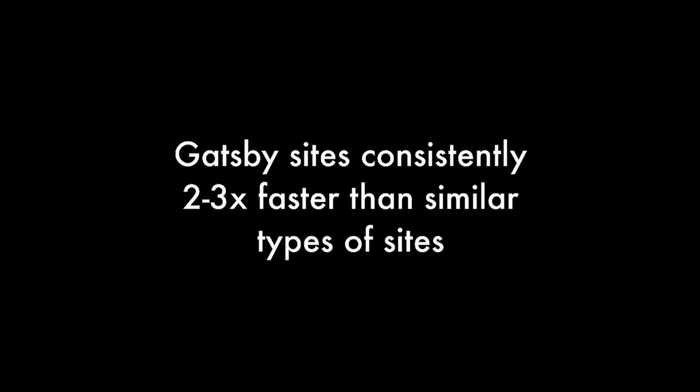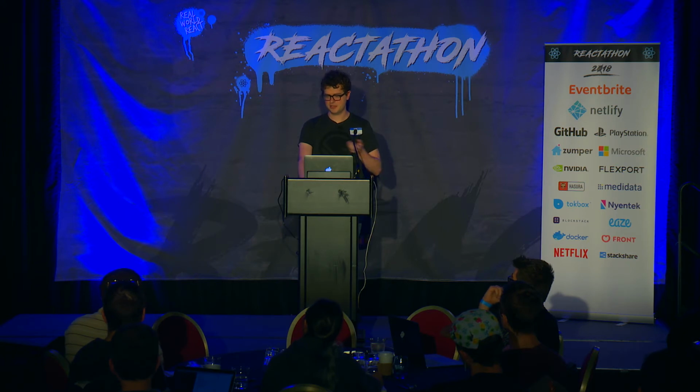Cool, so let's hop into Gatsby a bit. So why is Gatsby so fast? Gatsby sites are consistently 2-3x faster than similar types of sites. I've done lots of measurements of this. And the reason is that performance is actually really complicated. There's a lot of stuff you have to do right in order for things to be fast. And with Gatsby, that's all built into the framework. You don't have a choice whether you have good performance or not. It's built in, and so it makes a lot of optimizations automatically for your sites.